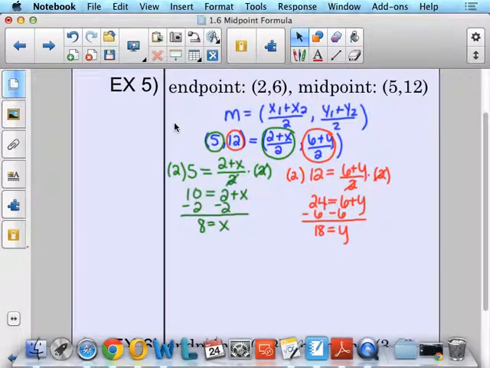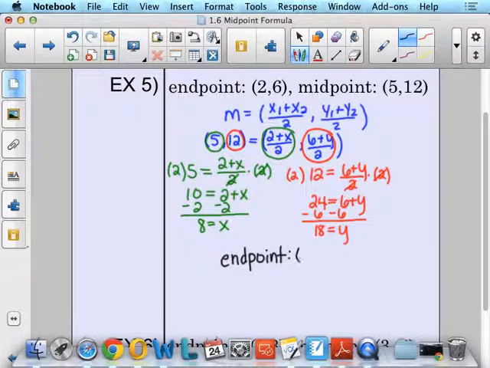Okay, remember it's asking for the end point, so it's asking for a coordinate point. So that means that my missing end point, we know X was 8 and Y was 18. So in the X position I have 8, in the Y position I have 18. So 8, 18 would be the missing end point.